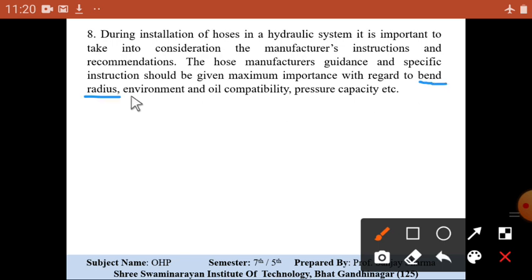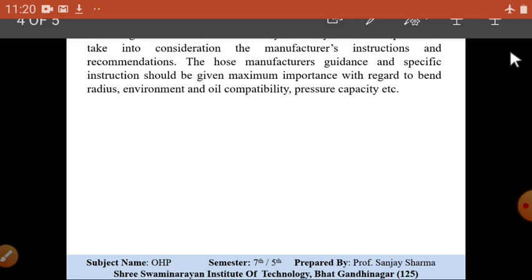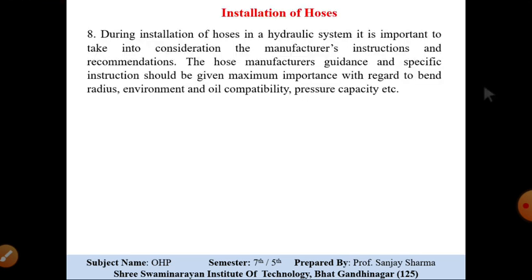means the bend radius, environment and oil compatibility, and pressure capacity. So these are the major 3 points which are to be kept in mind while taking into consideration the selection of the hose pipe.